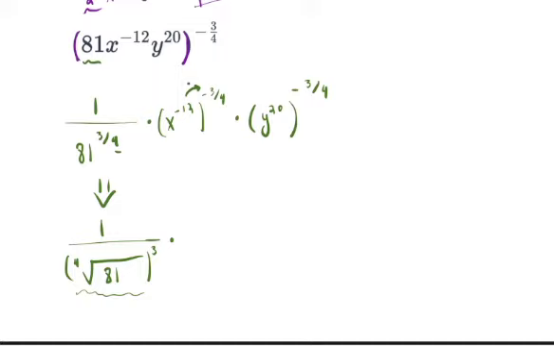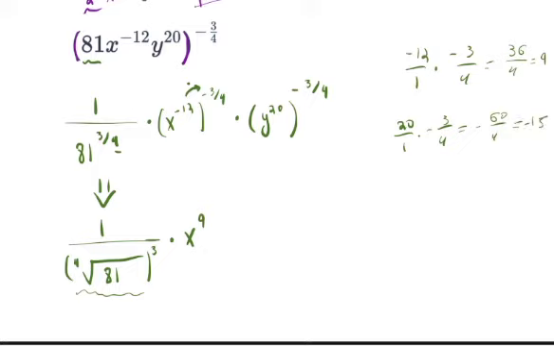These multiply. So negative 12 times negative 3/4. Well, 3/4 of 12 is 9. 3, 6, 9, 12. So this is going to be x, negative times a negative is a positive, right? Positive 9. So times x to the 9th, right? Because negative 12 over 1 times negative 3 over 4 is positive 36 over 4, which is equal to 9. Then for the y, we're going to have 20 over 1 times negative 3 over 4. This is going to be negative 60 over 4. This is going to be negative 15. So times y to the negative 15th.